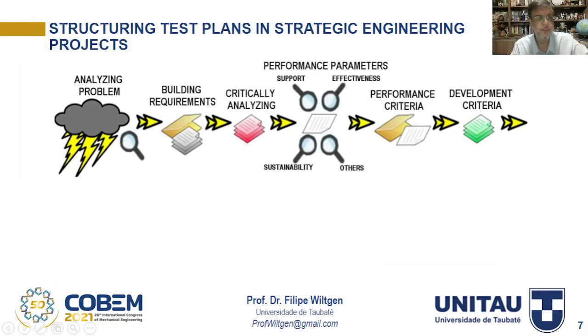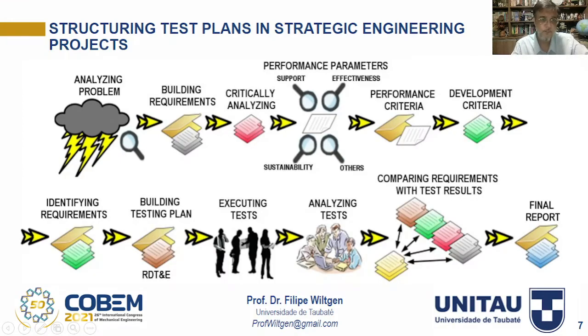Structuring the test plan for an engineering project involves analyzing the problems, building requirements, critical analysis, and sustainability, support, effectiveness, performance criteria, development criteria, identifying real requirements, building the test plan, executing tests, and analyzing tests and results. Comparing the requirements with the test results is very important, because this is the final product, a report about the tests.